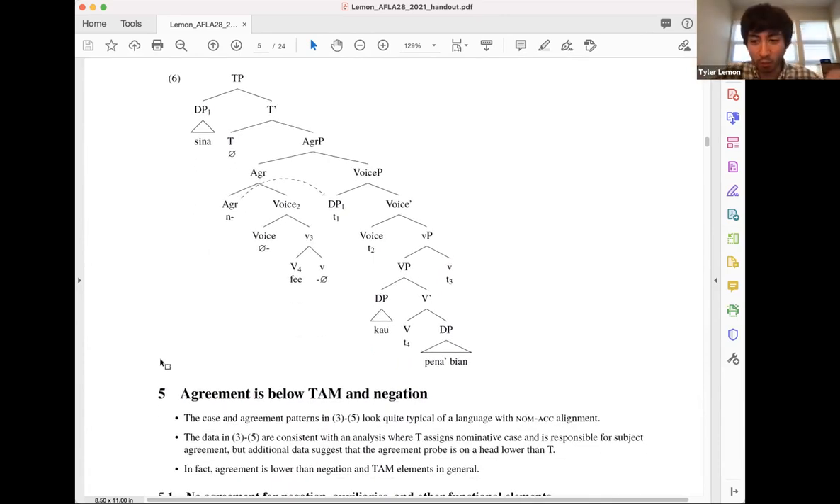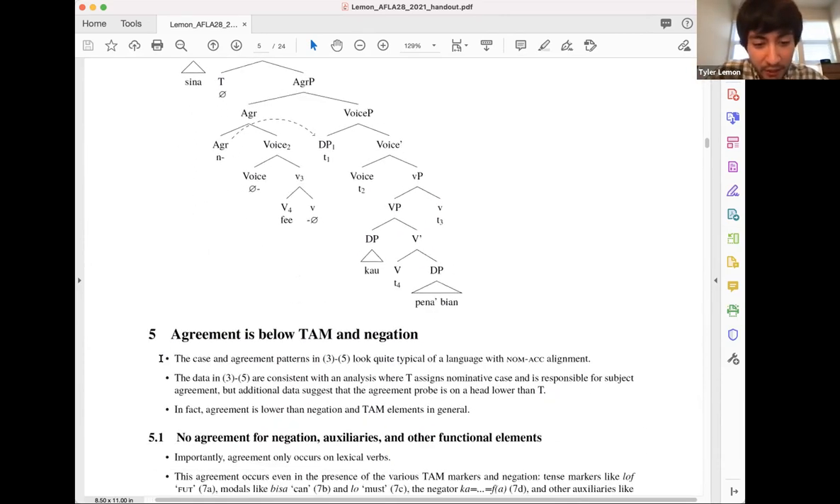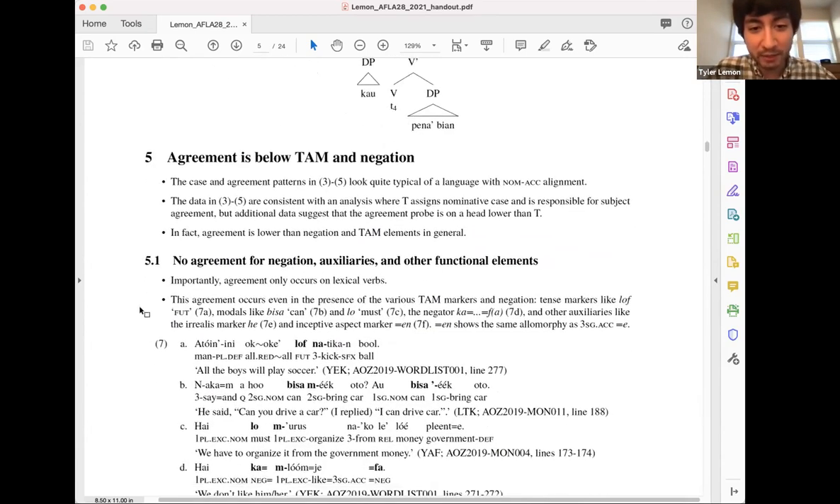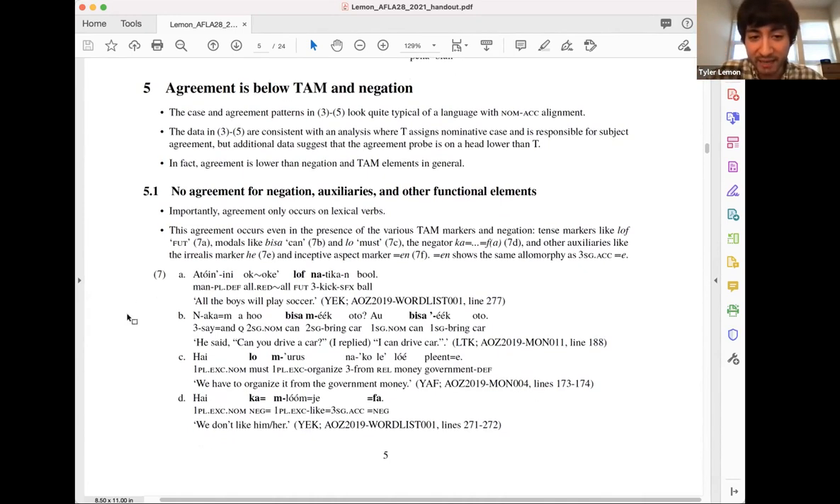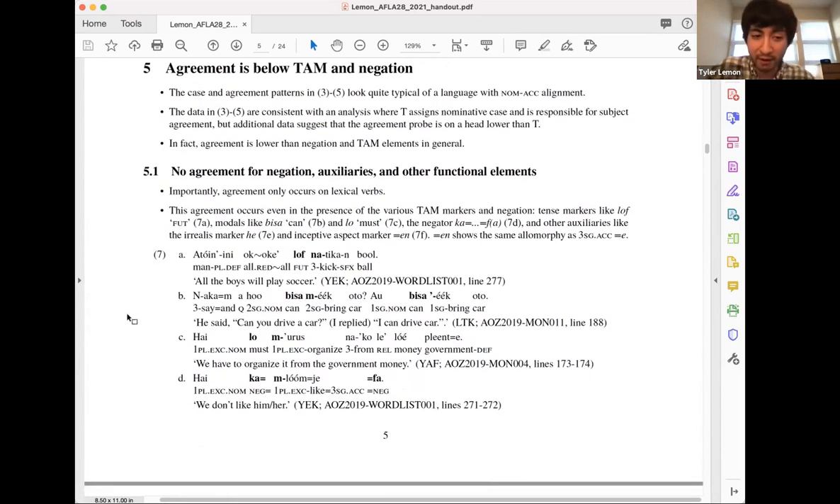Now on to establishing where agreement is in the clausal spine. So first, agreement is below TAM and negation. The case and agreement patterns that you saw in 3 through 5 above look quite typical for a language with nominative accusative alignment. The data in 3 through 5 are consistent with an analysis where T assigns a nominative case as responsible for subject agreement, like English, but additional data suggests that the probe is on a head lower than T. In fact, it's lower than negation and TAM elements in general. So here's some evidence to show that.